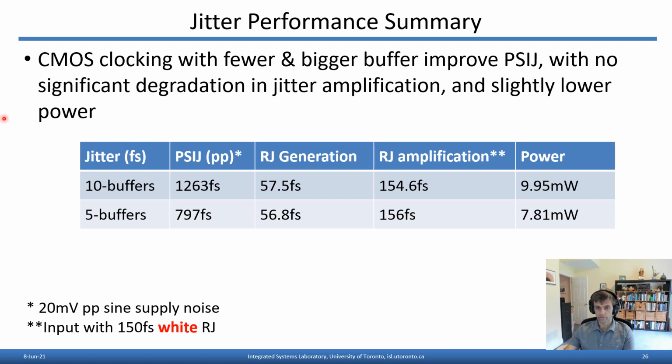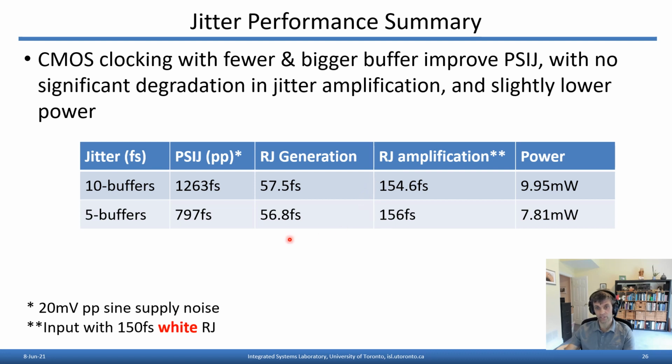So here's a summary of the simulated results. We see that as expected, with only 5 buffers, but sizing them larger, we get significantly less PSIJ accumulated along the chain of buffers. And we also see a little bit less RJ, but the amount of RJ is quite small in both cases. And importantly, we see essentially no RJ amplification in either case.